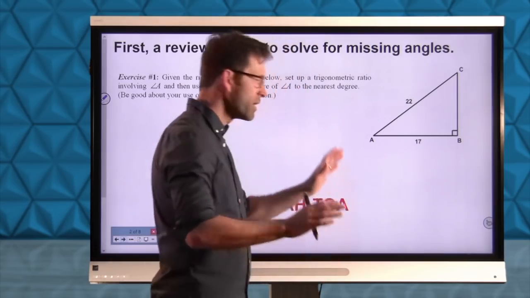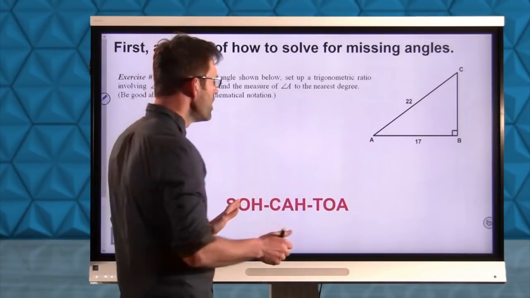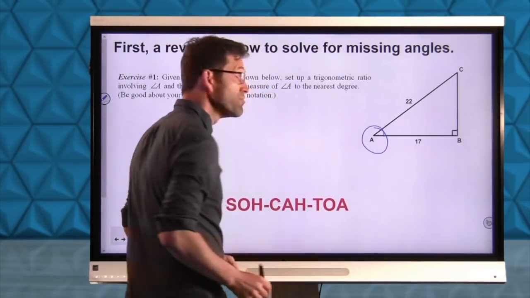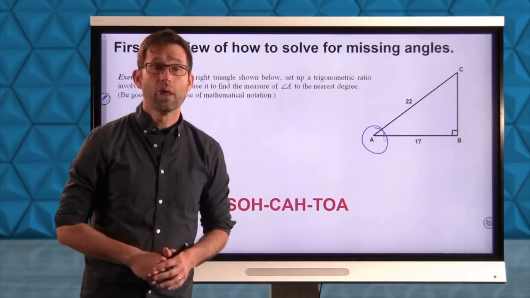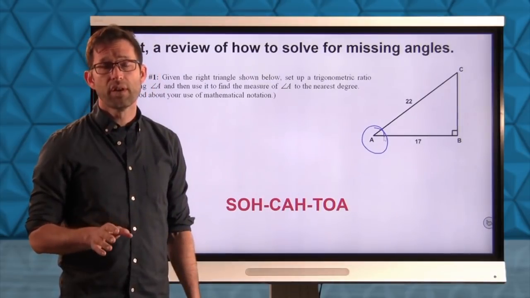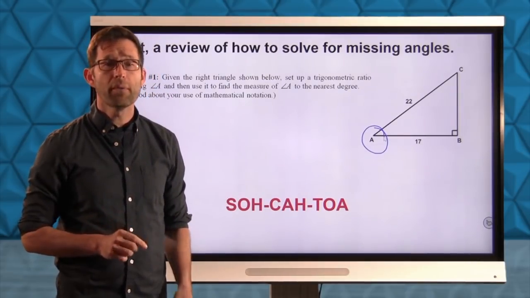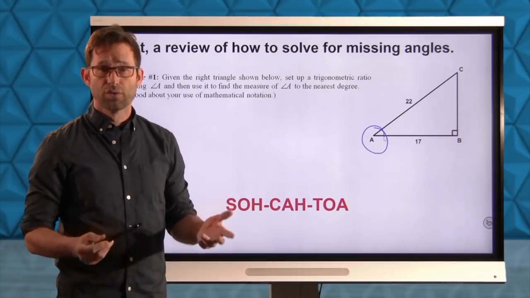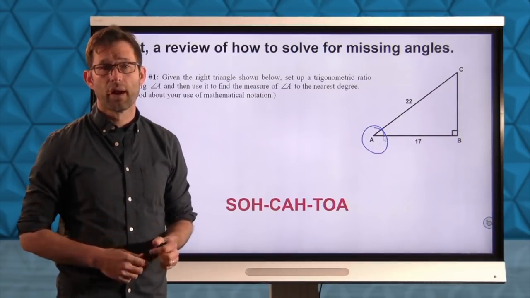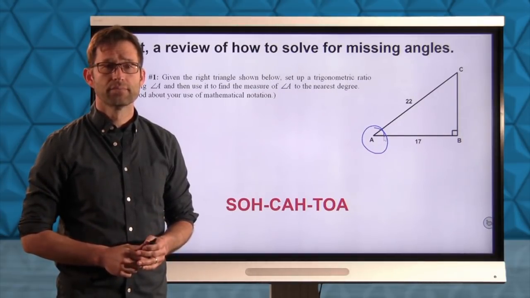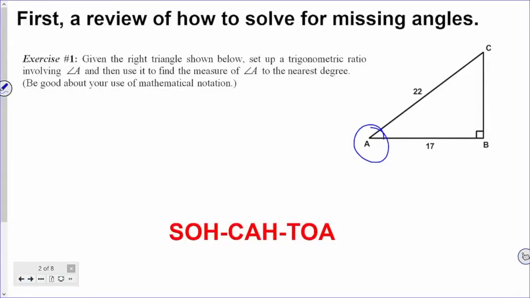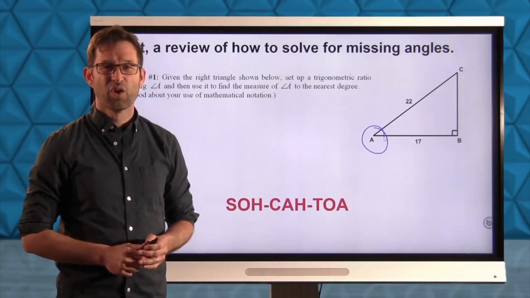All right, so here we go. Angle A, right? Remember how to solve for missing angles. Actually, maybe you do, maybe you don't. Let me ask you to pause the video right now and try to figure out what the measure of angle A is using your calculator and using trigonometry. Take a few minutes. All right, let's go through it.